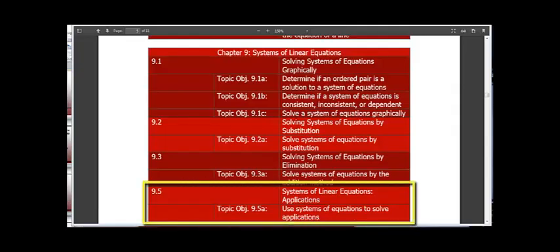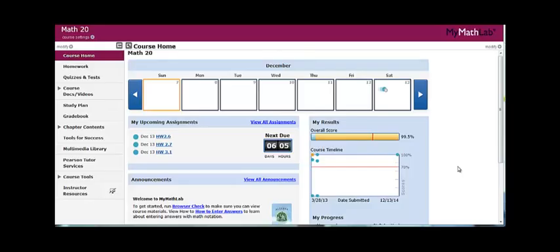Today we will be in Chapter 9, Section 5, Systems of Linear Equations, Applications. Our topic objective for today is to use systems of equations to solve applications. Okay, for today's notes, 9.5, Systems of Linear Equations, and those are application and problem solving. That means you're doing word problems today.